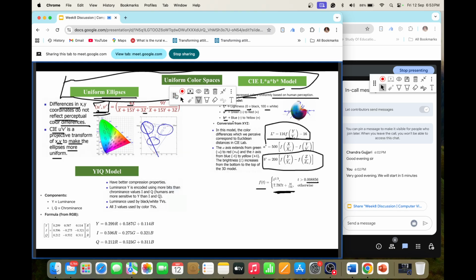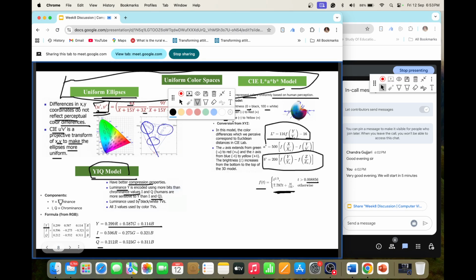Next we have this YIQ model. The YIQ model is used for its better compression property. It is used for JPG etc. images. So luminance Y is encoded with more bits than chrominance values I and Q. Humans are more sensitive to Y than to I and Q, so that is why Y will be given more bits than I and Q. That is the theory for this YIQ model.